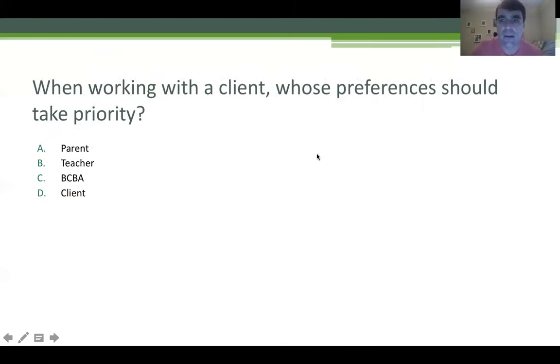When working with a client, whose preferences should take priority? Now this is interesting, right? Technically, your client is whoever's involved, so you're trying to do best by parents, grandmas, the client, siblings, everybody, right? But ultimately, whose preferences should take priority?